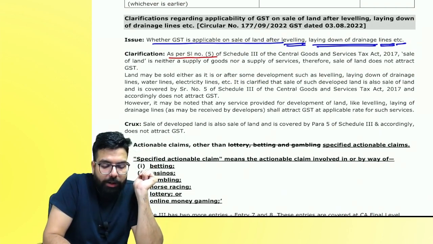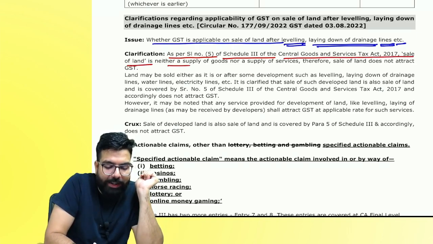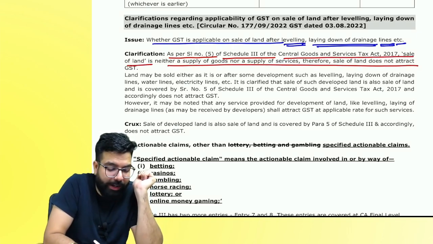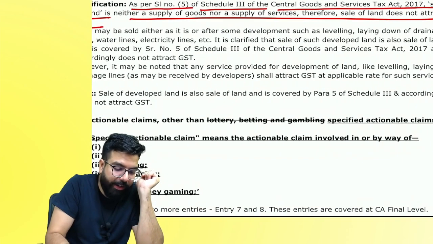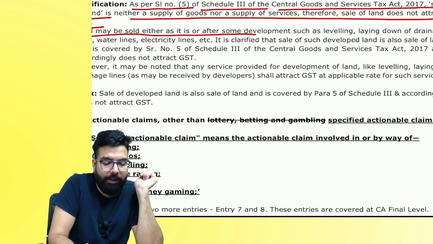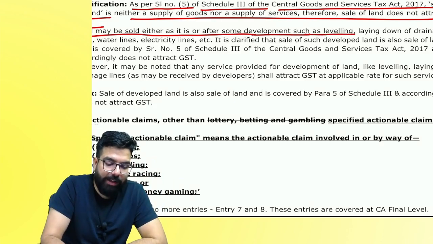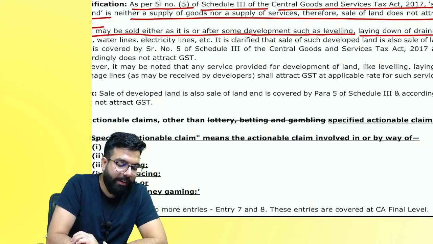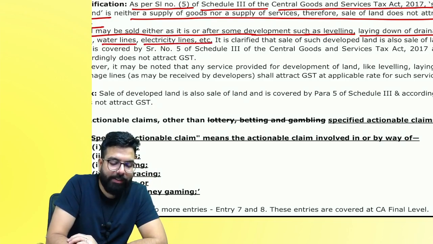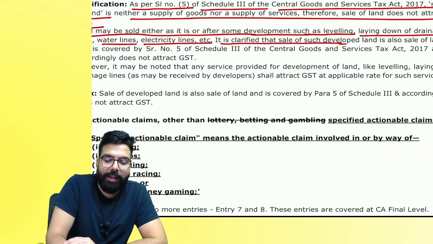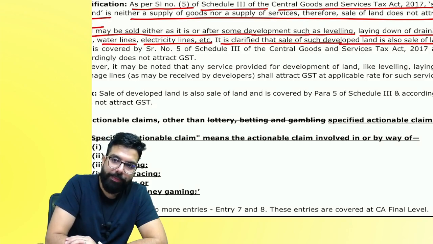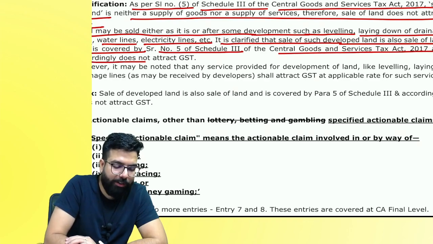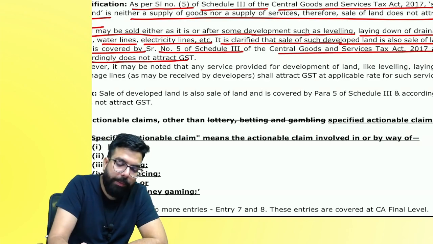as per serial number 5 of Schedule 3 of the CGST Act, sale of land is neither supply of goods nor supply of service and does not attract GST. Land may be sold either as it is or after some development such as leveling, laying down of drainage line, water line, electricity line. It is clarified that sale of developed land is also sale of land, and it will be covered in Schedule 3 and hence does not attract GST. People, tell me one thing.